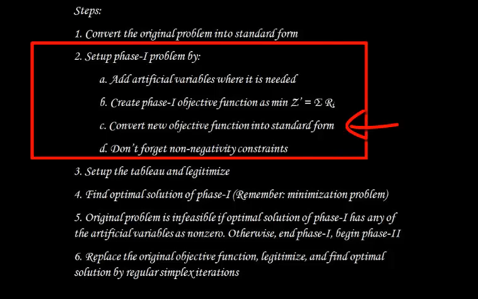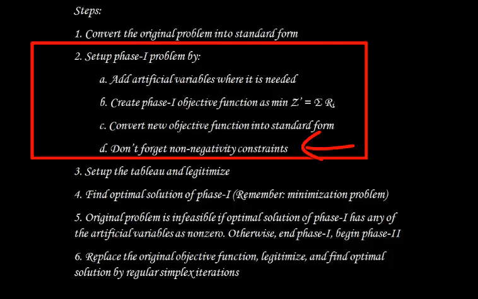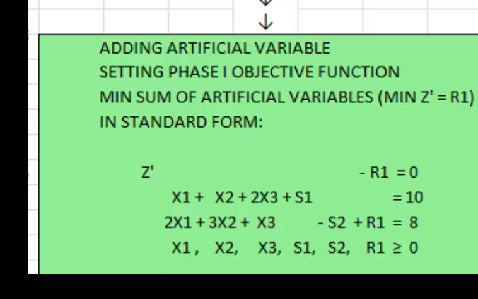We will convert that into standard form, so R1 will come to the left side of the equation and we set everything equal to 0. So we will have z prime minus R1 equal to 0, with x1 plus x2 plus 2x3 plus s1 equal to 10, and 2x1 plus 3x2 plus x3 minus s2 plus R1 equal to 8. x1, x2, x3, s1, s2, and R1 are all greater than or equal to 0.